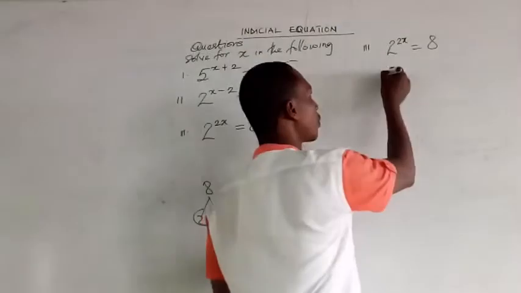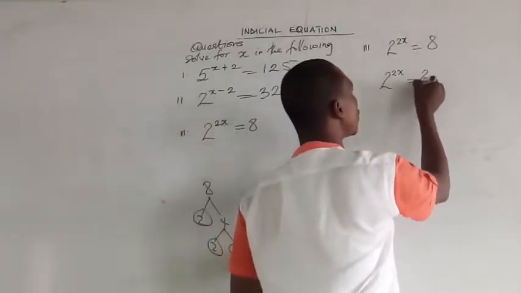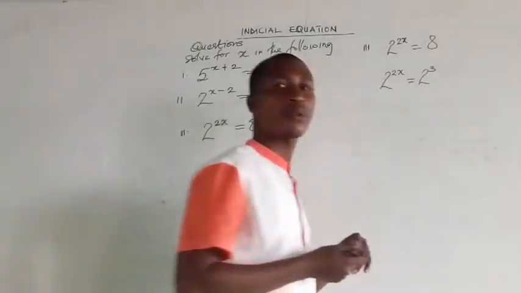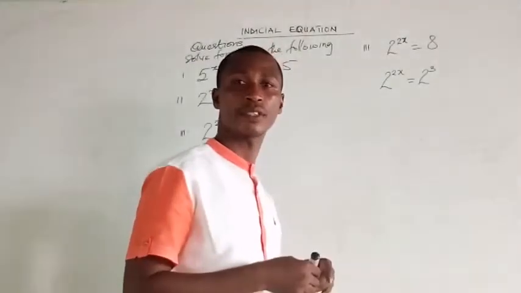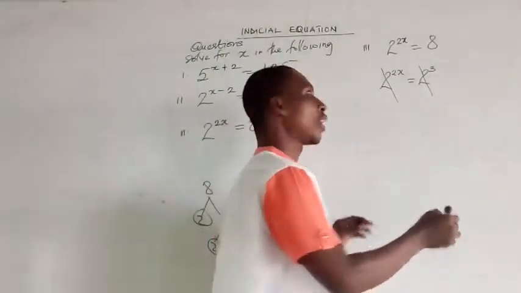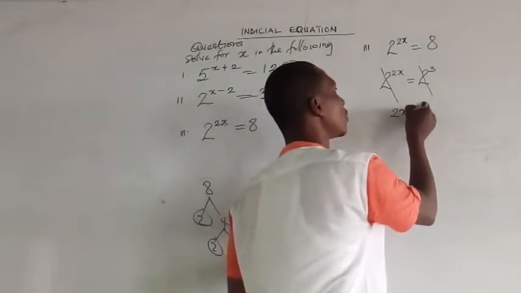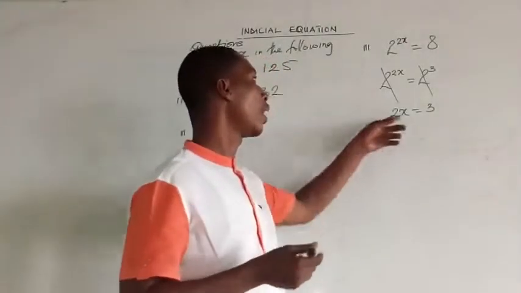Good. So we got 2 to the power 3. At this point, what we do is that we equate the base. So equating the base, you are left with 2 to the power 2x equals 3.